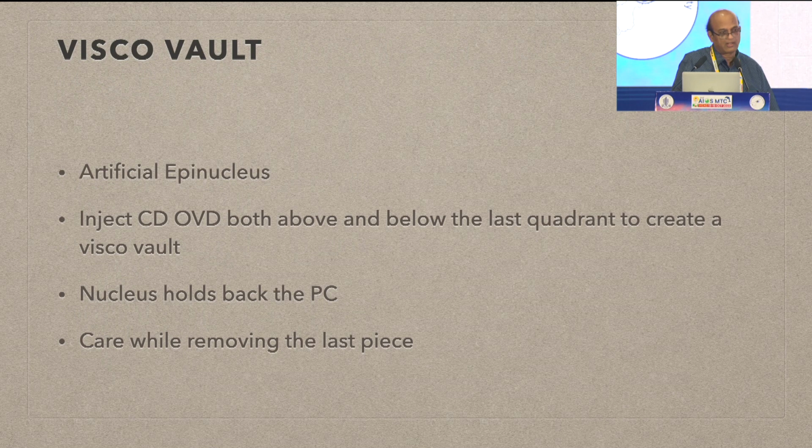So visco creates an artificial epinucleus, gives some space for you, it pushes the posterior capsule down, it coats the endothelium and protects it. So as long as you have the nucleus in the capsular bag, it holds the capsular bag in place. So while removing the nuclear fragments, what will happen is the posterior capsule comes towards the phaco tip whenever you have a post-occlusion surge, and it is a great risk of injury with the phaco handpiece. So one should always use huge amounts of viscoelastic.